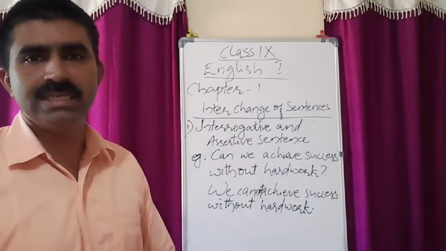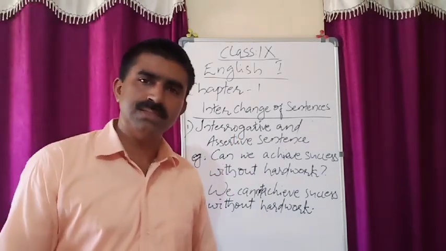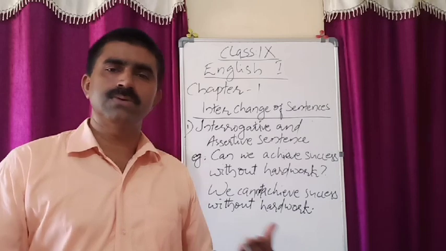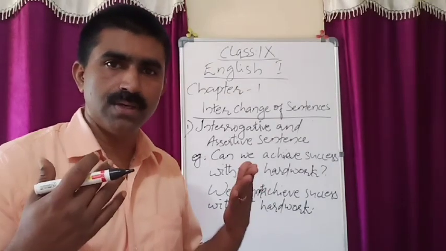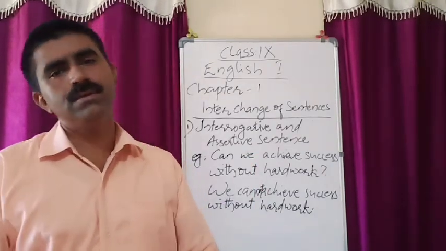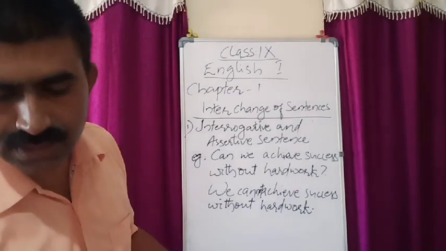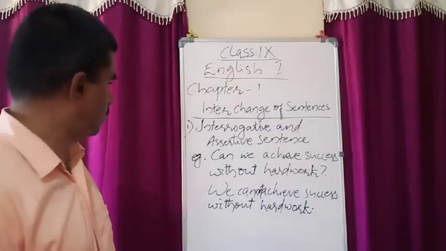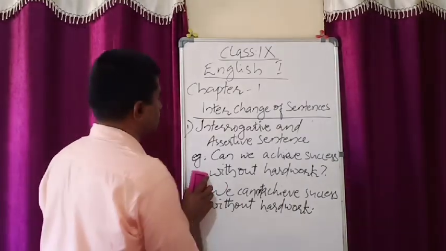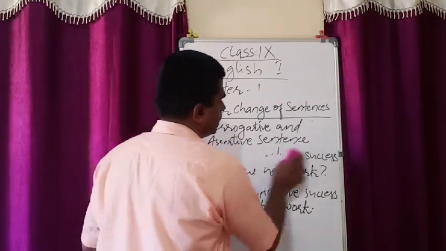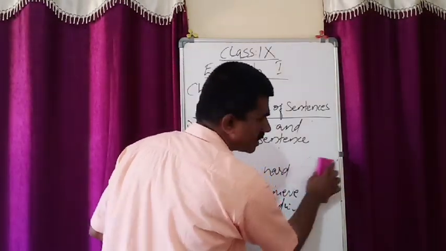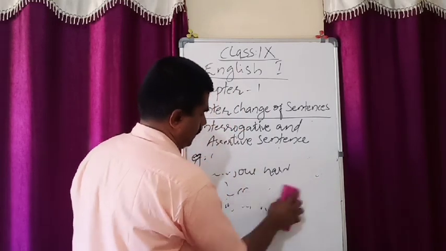In the same way, we can change an exclamatory sentence into an assertive sentence, and also an exclamatory sentence into an interrogative sentence, and vice versa. In the same way we can change it into exclamatory sentences. Next we will look at the interchange of sentences with to.